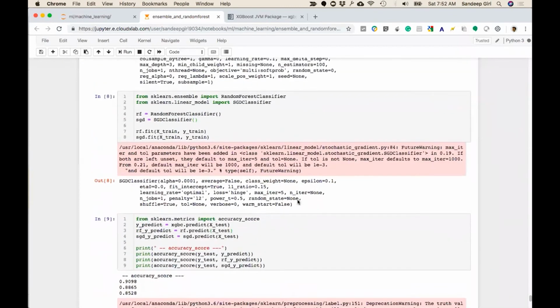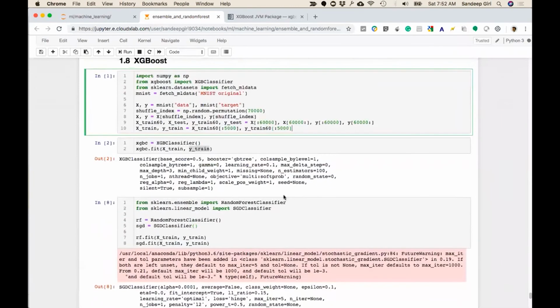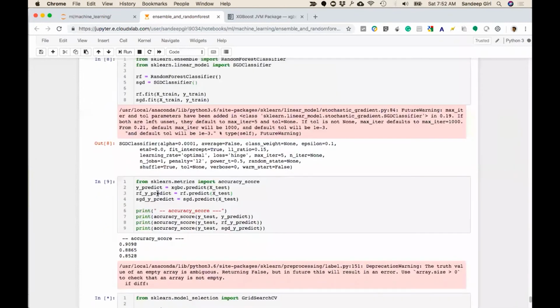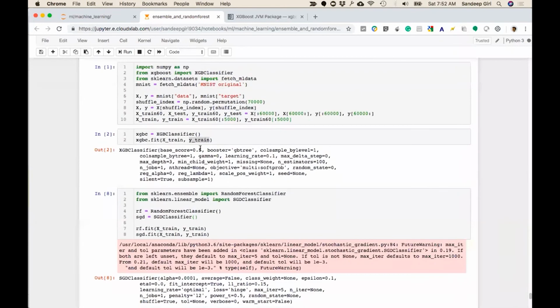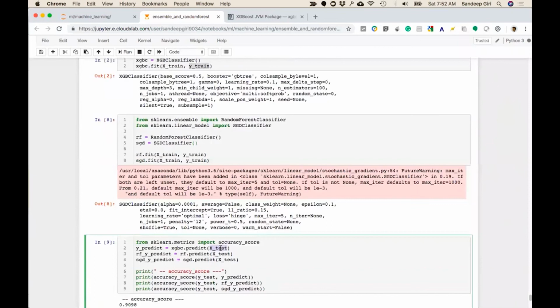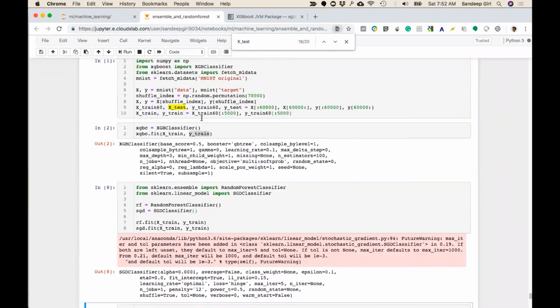Where is the Y predict? You see Y predict anywhere? And where did it go? Here, X test.